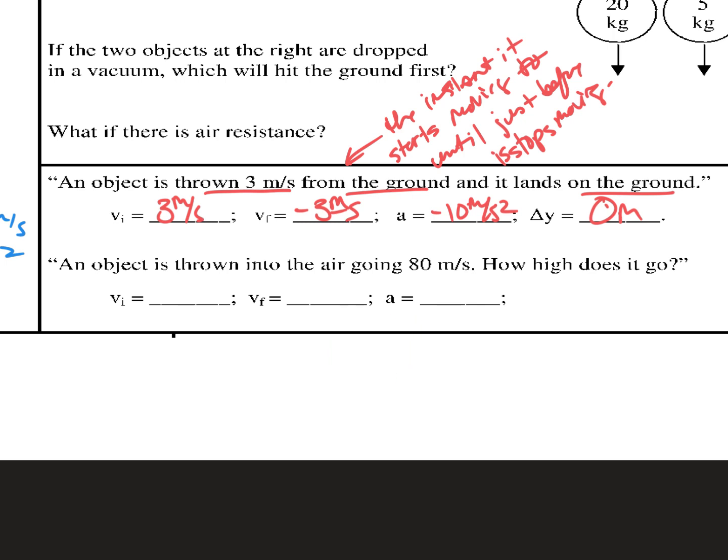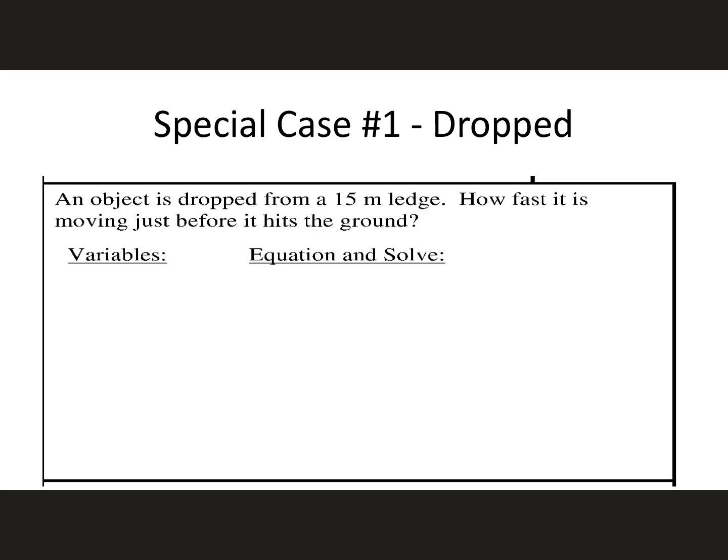Okay. So if an object is thrown into the air going 80 meters per second, its initial velocity is going to be positive 80 meters per second. Its final velocity is going to be 0 meters per second. And its acceleration is going to be negative 10 meters per second squared. Okay. So that'd be how you go about grabbing the variables. Let's go do a couple samples.